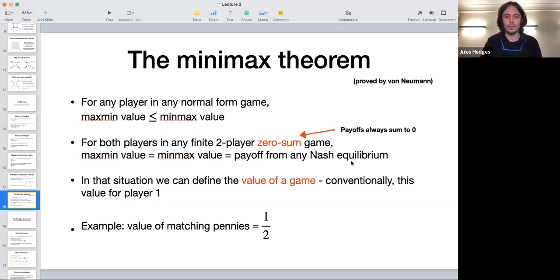Okay, so under these conditions, if we have a 2-player zero-sum game, there's also this condition, finite, that's written on the slides. That's kind of important, but I'm sometimes ambiguously assuming finiteness in games and sometimes not. You usually don't need to worry about this, because we're only going to see finite games for quite a while. So under these conditions, we can define the value of a game, which is conventionally this value, or these 3 equal values, for player 1. For example, the value of matching pennies is 1/2.